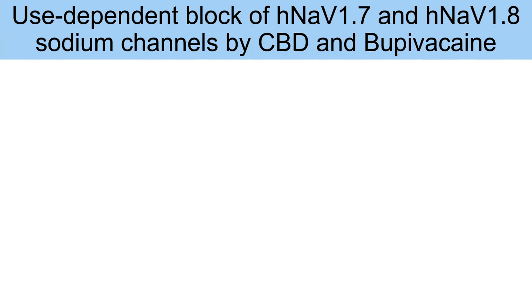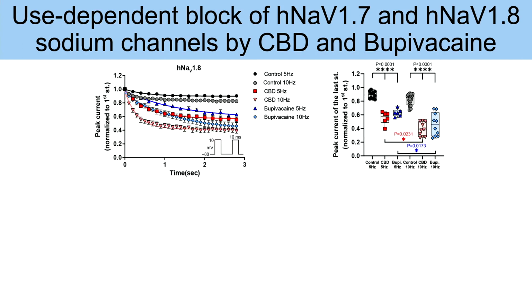So what we did was the classical use-dependent experiment. We gave a train of stimulation at different rates. And you can see here, this is the control when we don't apply anything besides saline, and we don't have, of course, any inhibition. However, when we apply CBD, you can see that there is a use-dependent inhibition.